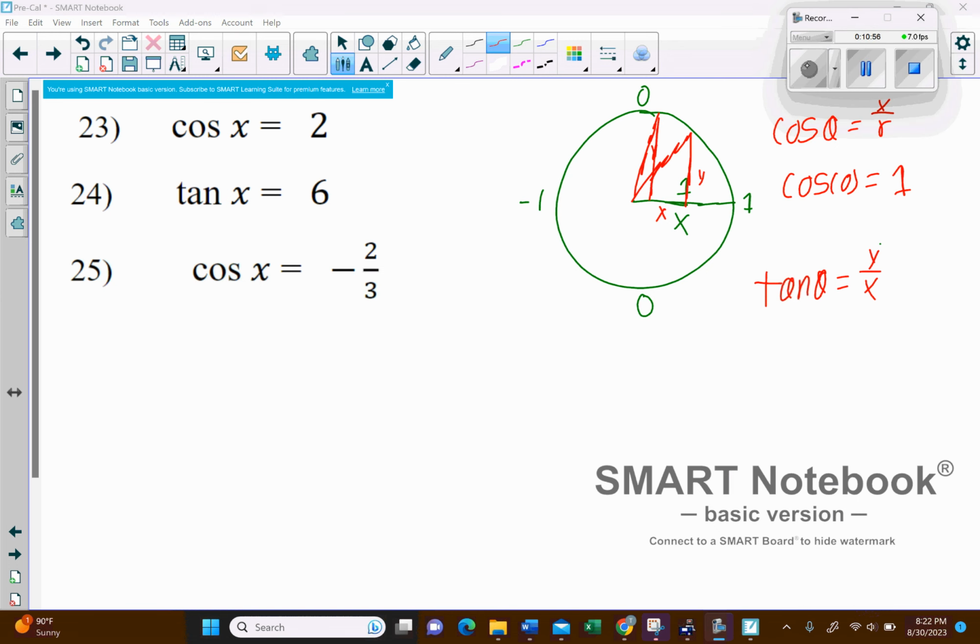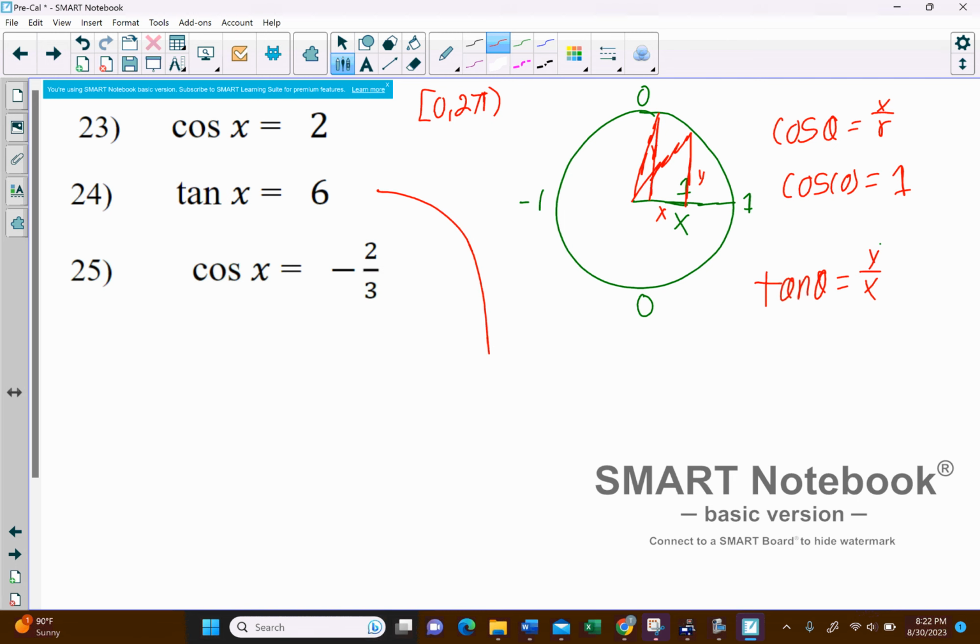Okay, I was double checking the direction. They want our solution to be between 0 and 2 pi. So what's going to happen here is that ratio is actually going to happen twice for tangent being equal to 6. So once again, I'll give you a rough idea of what it should be close to. Oh yeah, and it looks like it wants it in radians, which is fine.